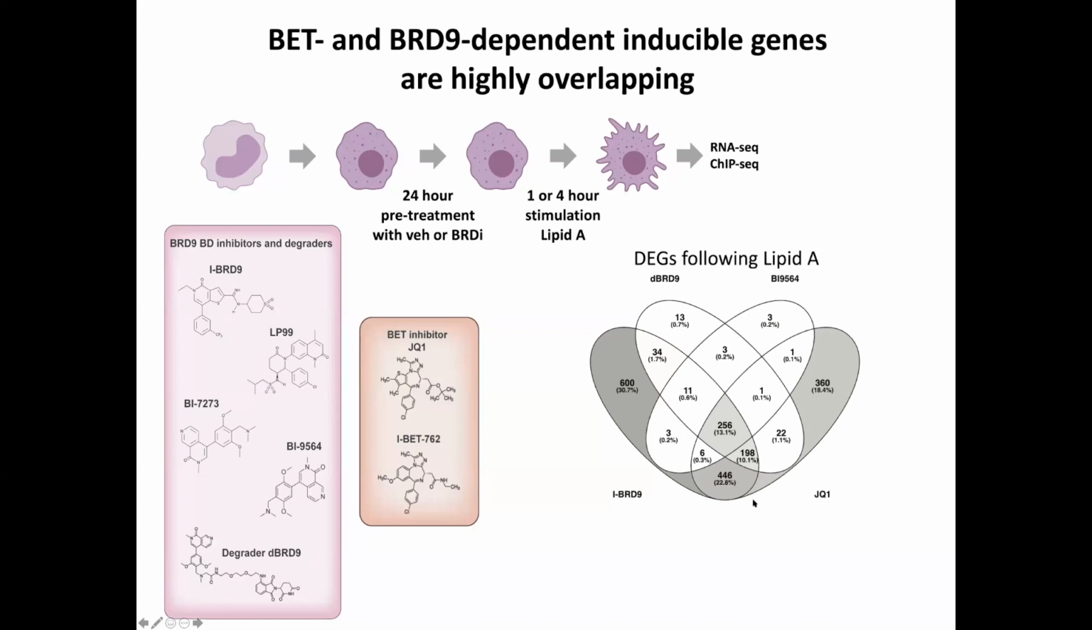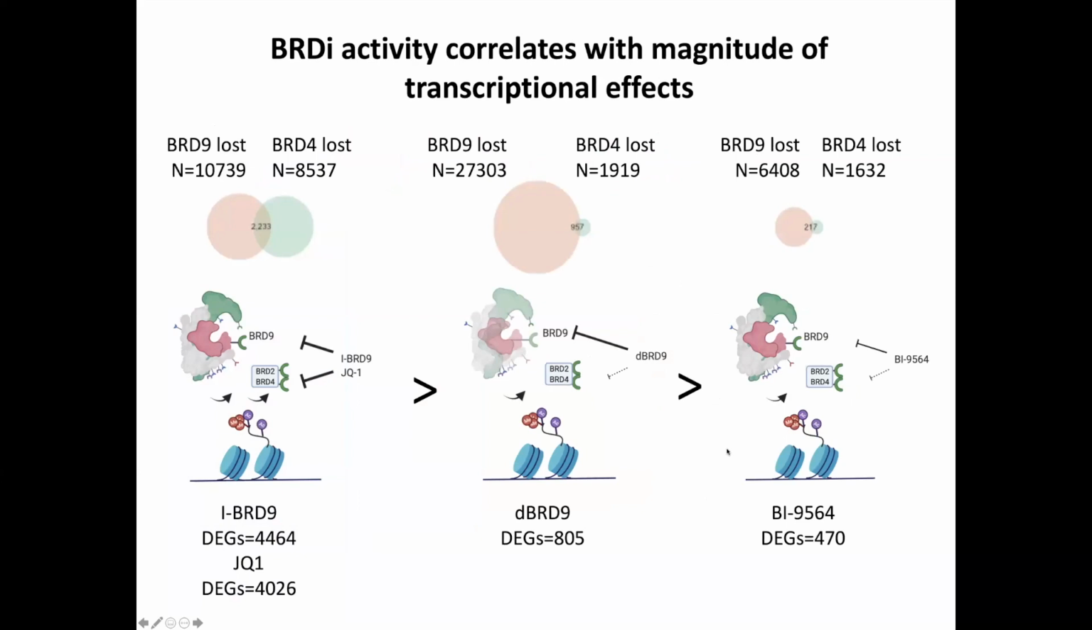We performed ChIP-seq for both BRD9 and BRD4 in the presence of these different agents, and here I'm just summarizing the data. I'll start over here looking at the treatment with BI9564. We found that treatment of cells with BI9564 led to displacement of BRD9 at over 6,000 sites, really suggesting that this bromodomain inhibitor acts to displace BRD9 in the non-canonical complex from chromatin, and in contrast, had a limited effect on BRD4 binding.